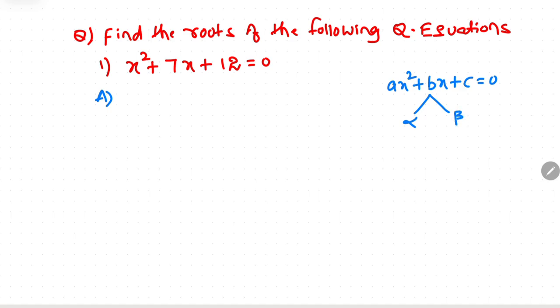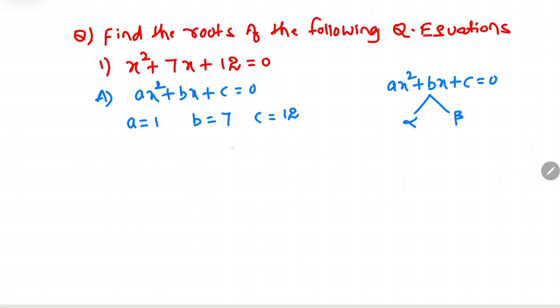So here it is in the form of ax square plus bx plus c is equal to 0. A will be the x power 2 coefficient, b will be the x coefficient, c will be the constant. So here we are having a value 1. So a is the number just before x power 2. What is b? The number just before the x. So 7. C will be 12.